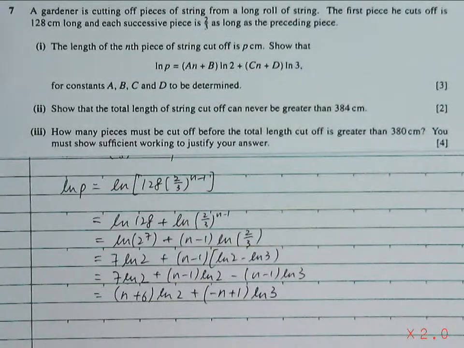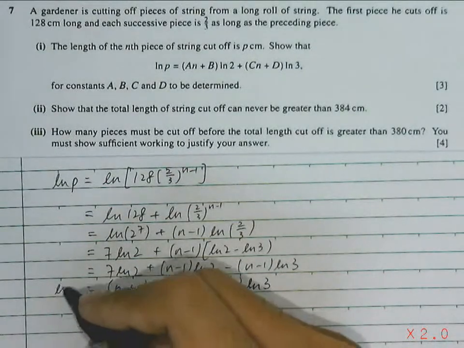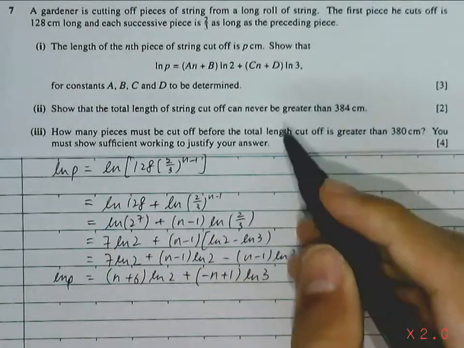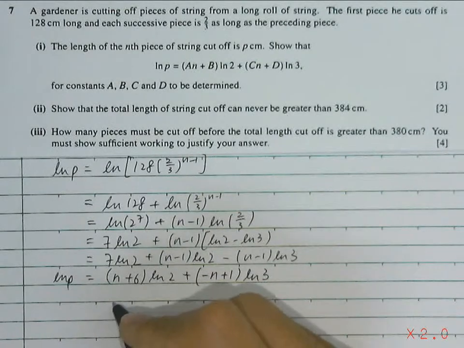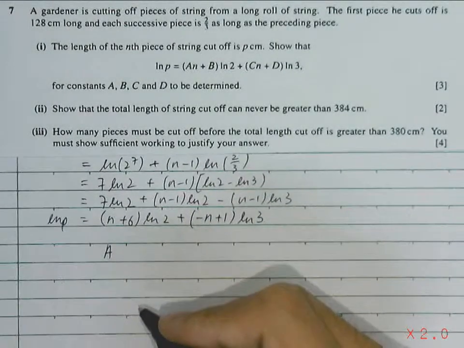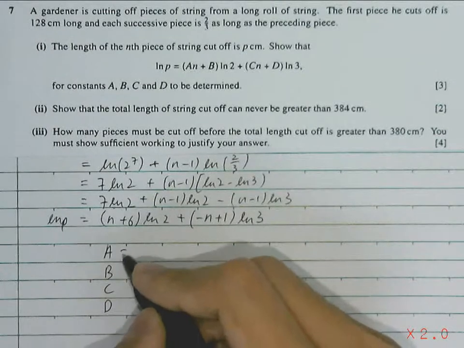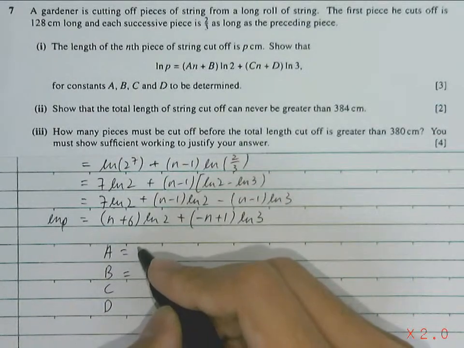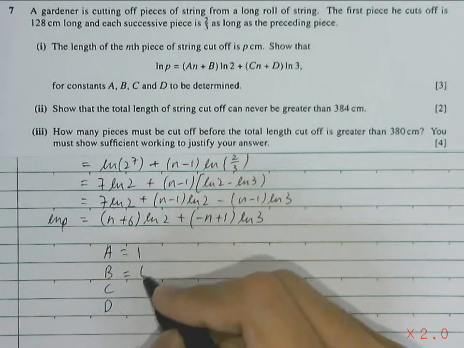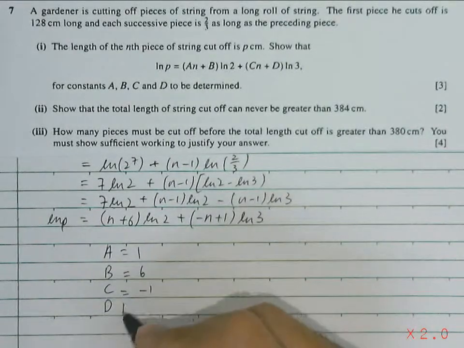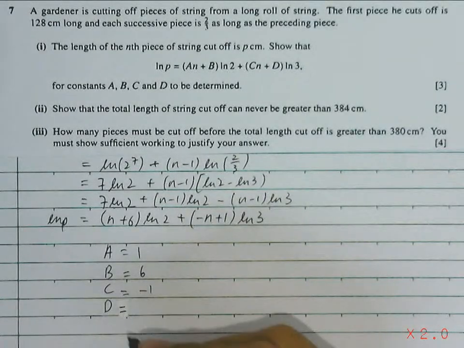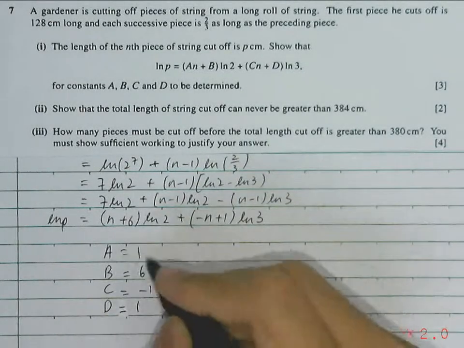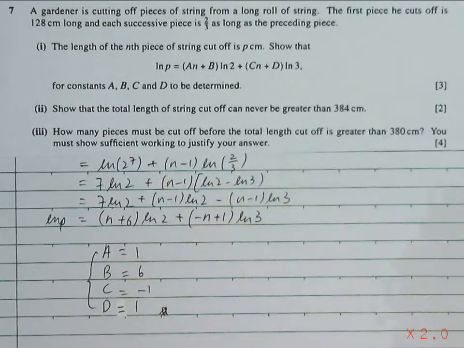Alright, so to find A, B, C, D, we've already shown the ln P converted into ln 2 plus ln 3 terms. So now we want our A, B, C, D. A will equal the coefficient of n in the ln 2 term, which is 1, B will be 6, C will be negative 1, while D will be 1. So this is our answer for part 1.